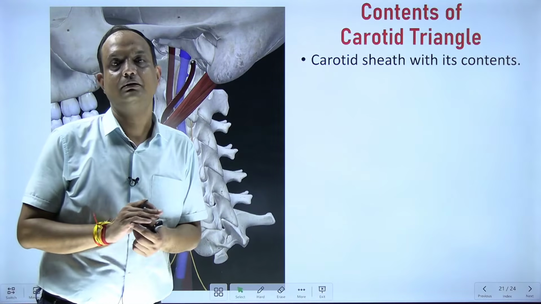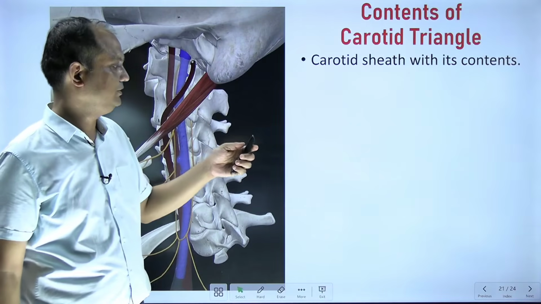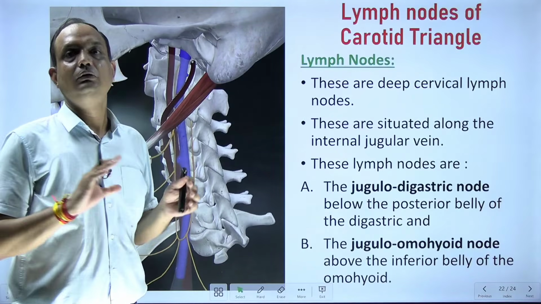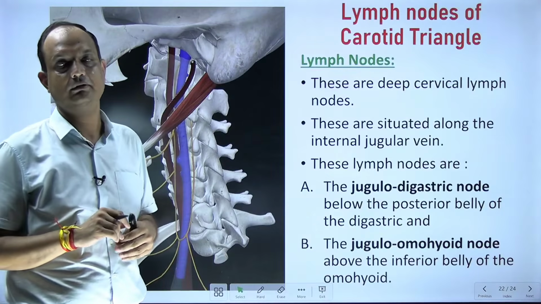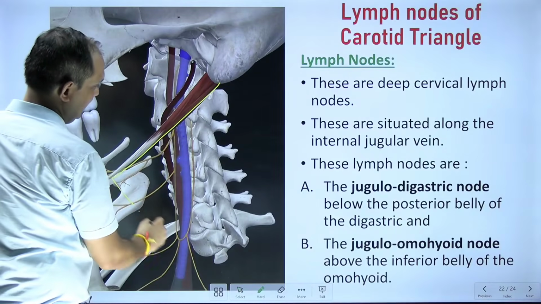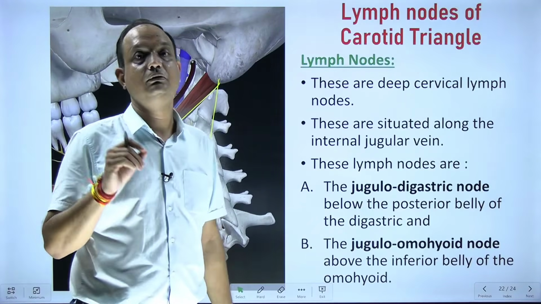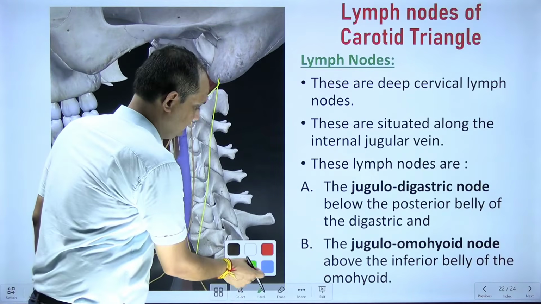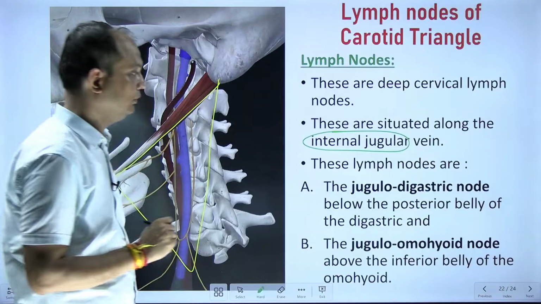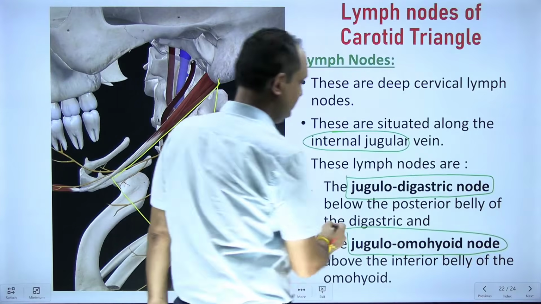Now, apart from that, you will have the carotid sheath inside. I already told you about the carotid sheath, and for details you can watch my video on the carotid sheath. Then you will have the lymph nodes. Lymph nodes are also a very important content of the carotid triangle. Here in this carotid triangle, below this area, you will have the deep group of lymph nodes, and these deep lymph nodes are always present along the internal jugular vein. So this is the question: where will you find the lymph nodes? Answer is along the internal jugular vein, and they are divided into two groups. One is known as the jugulodigastric group of lymph nodes, another is known as the jugulo-omohyoid group of lymph nodes.